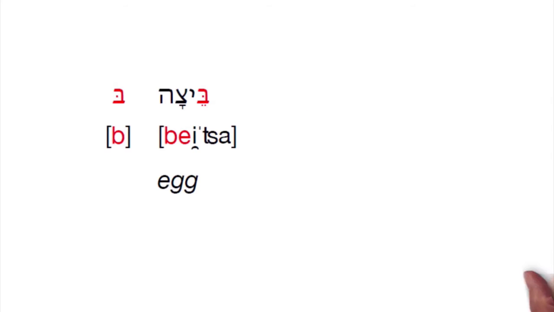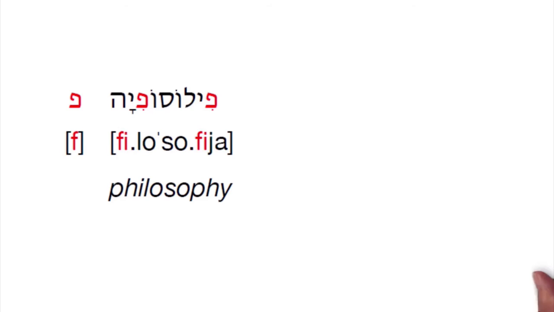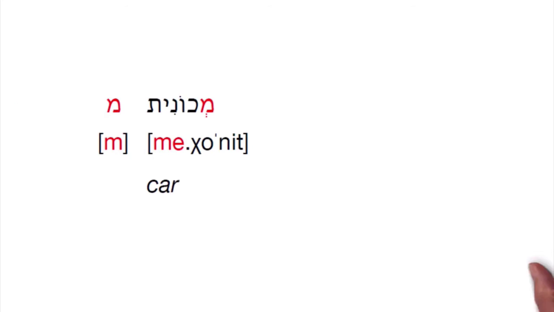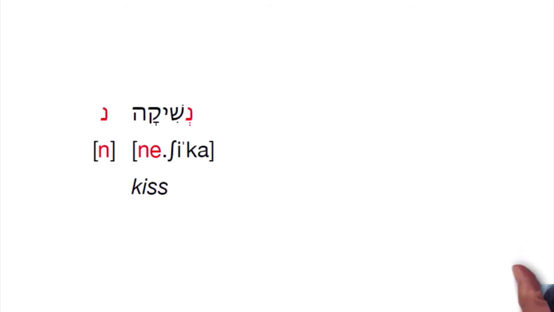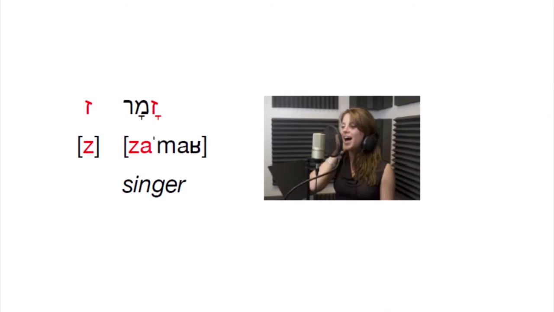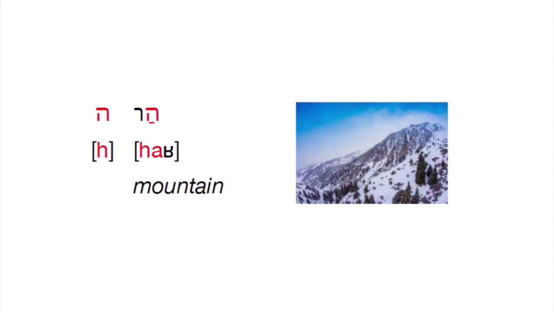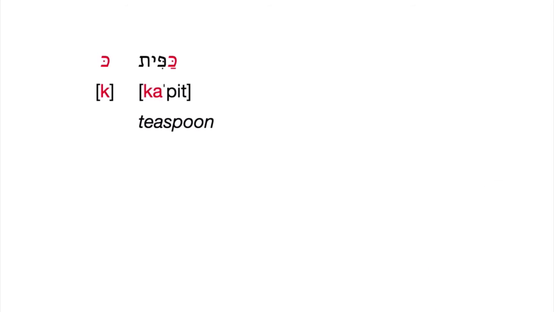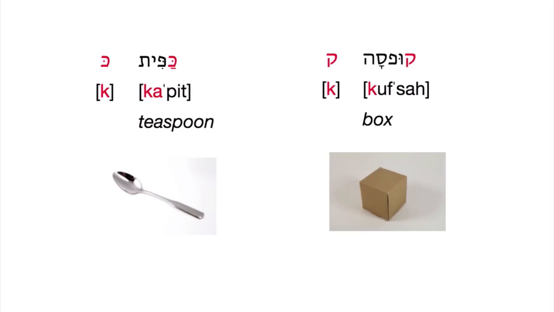There's B as in ביצה, F as in פילוסופיה, G as in גינה, M as in מכונית, N as in נשיקה, P as in פרדס, Z as in זמר, H as in הר, and Ts as in צמר. You'll note that here the IPA is actually 2 symbols. This is a combination of T and S sounds. Ts, צמר. We also have K as in כפית and קופסה.